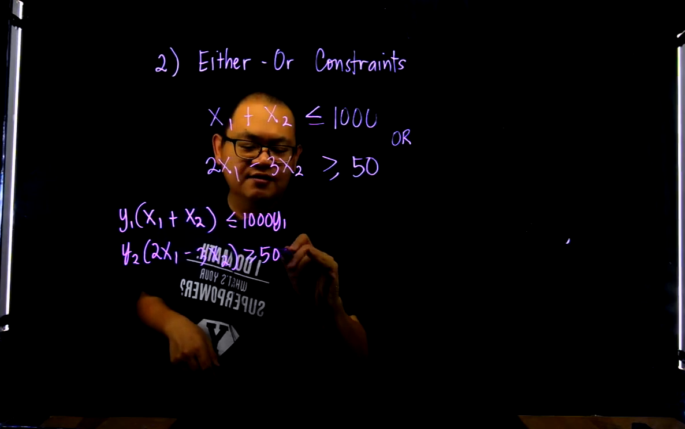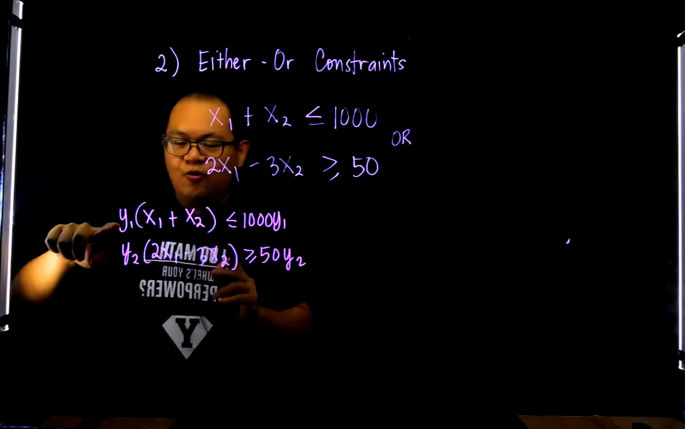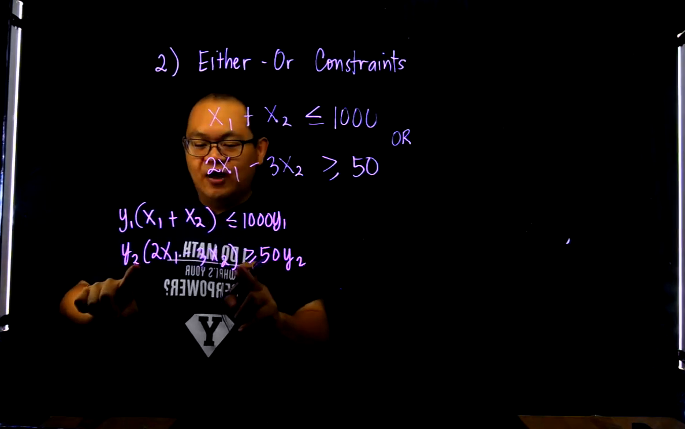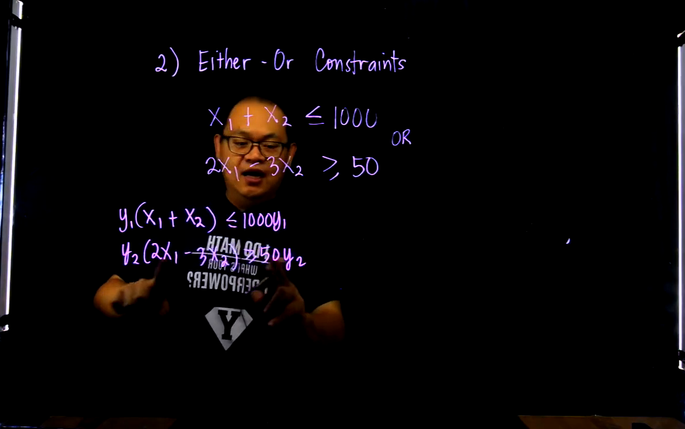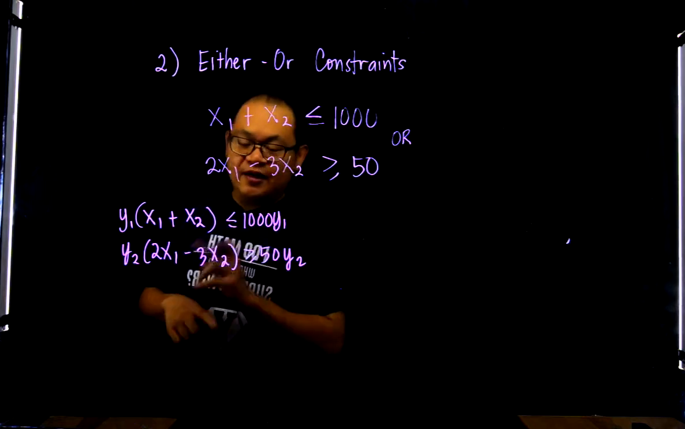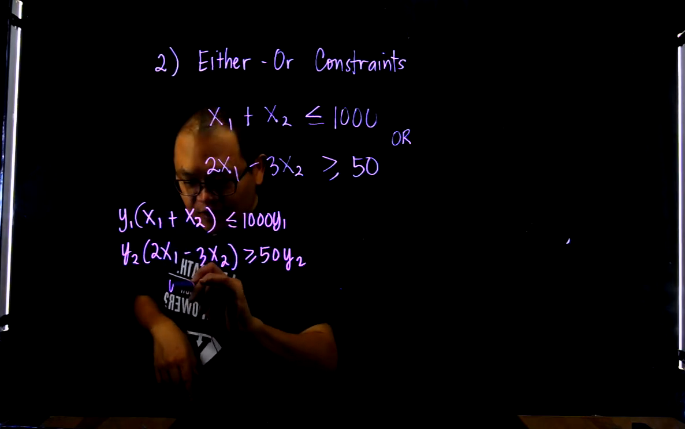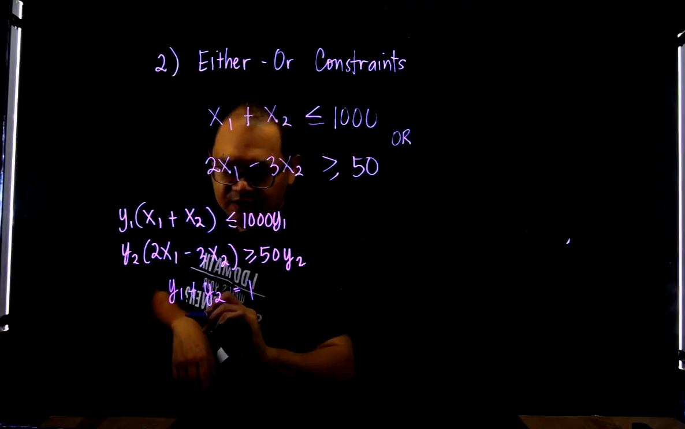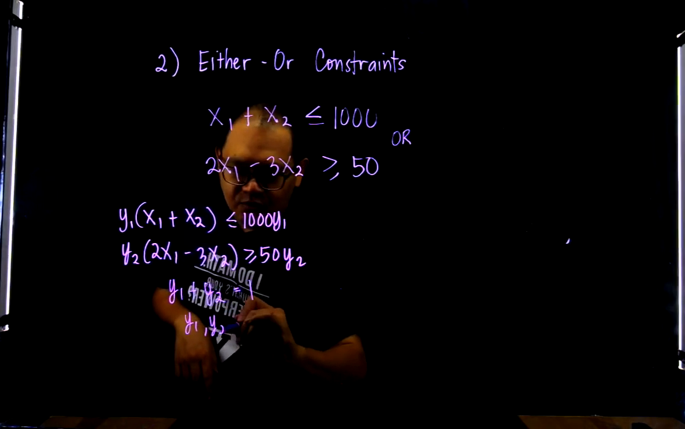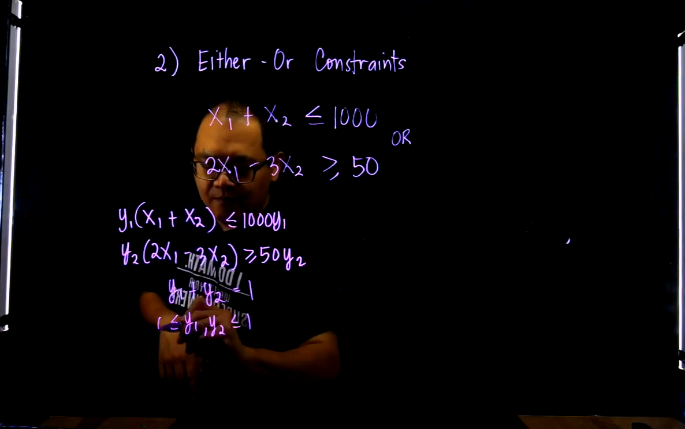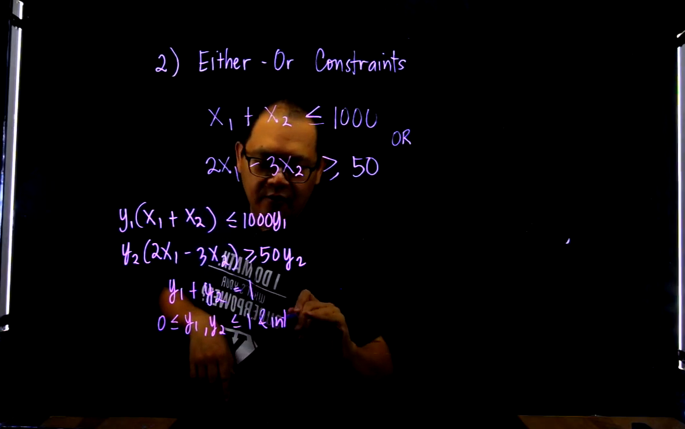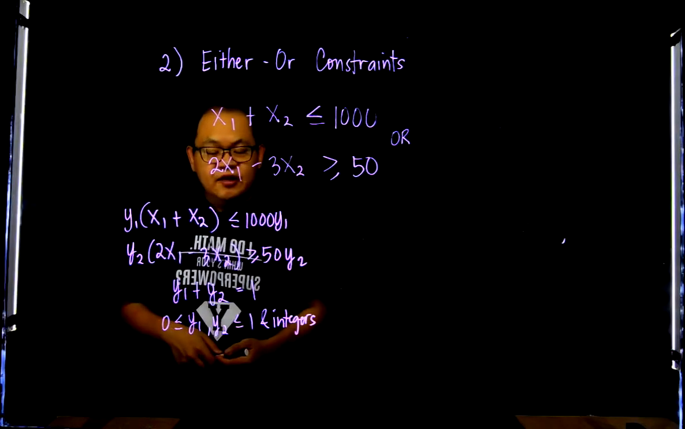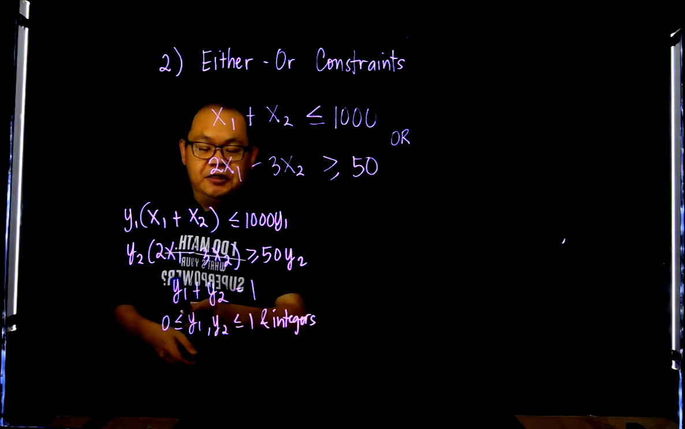One incorrect answer is by multiplying y1 to both sides for the first constraint and multiplying y2 to both sides of the second constraint. And then stating that y1 plus y2 is equal to 1 and y1, y2 are binary. Okay? Now, let me explain why this answer is incorrect.